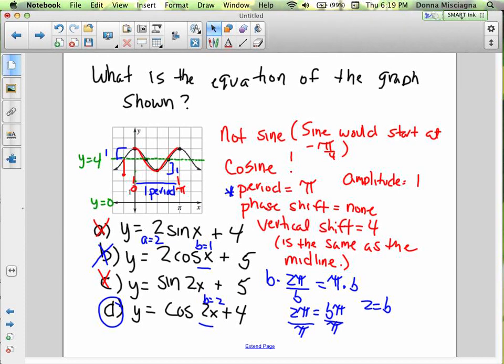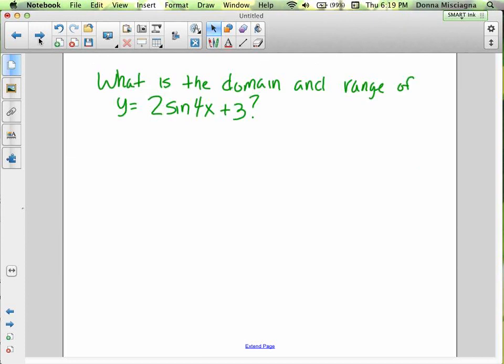Right? Last one, domain and range. What's the domain and range of y equals 2 sine 4x plus 3? You'll be asked one of these questions on the formative. Let's go over both of them.